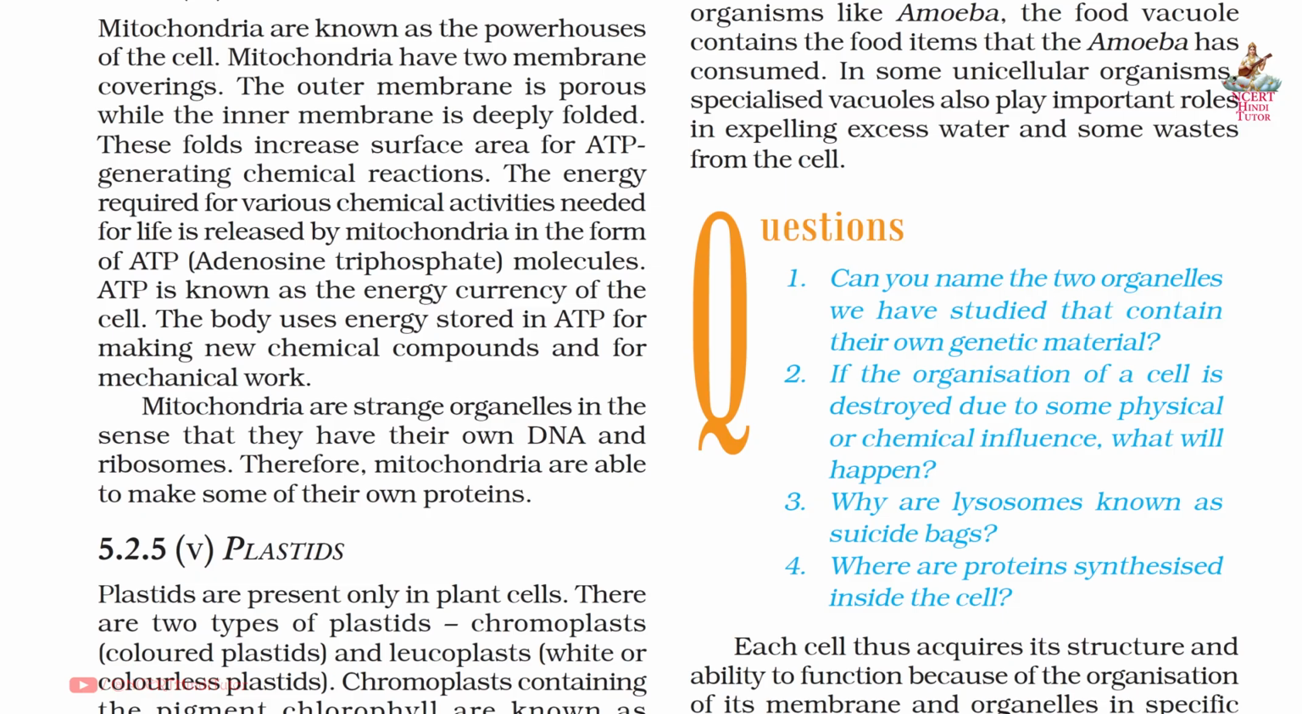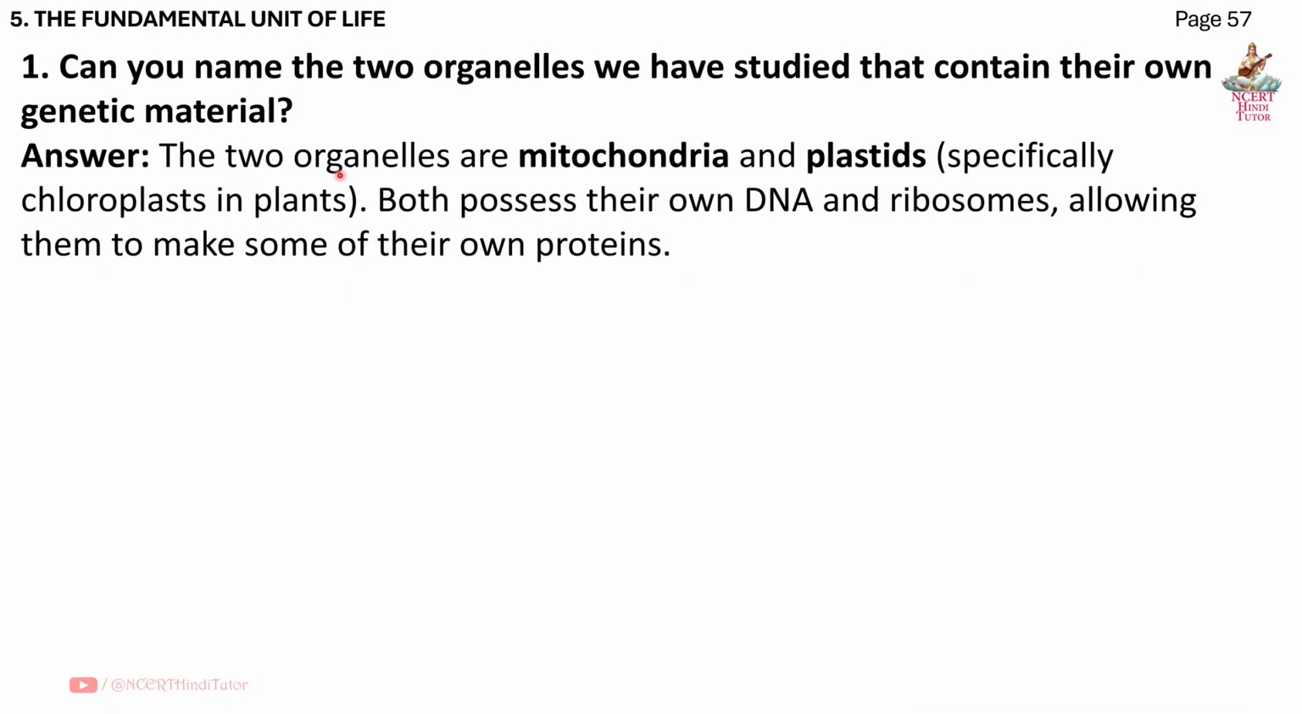Page 57, Question 1. Can you name the two organelles we have studied that contain their own genetic material? Answer. The two organelles are mitochondria and plastids, specifically chloroplast in plants. Both possess their own DNA and ribosomes, allowing them to make some of their own proteins.